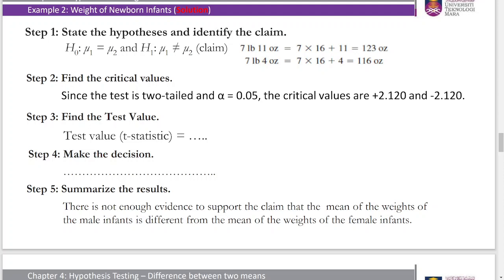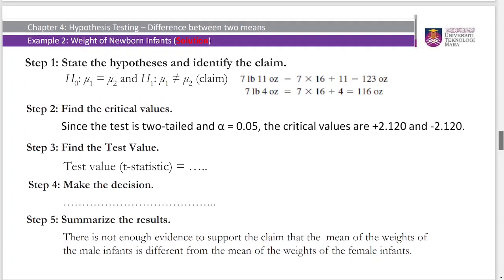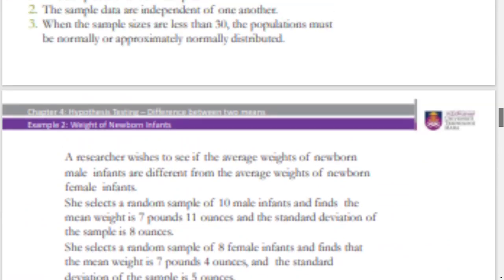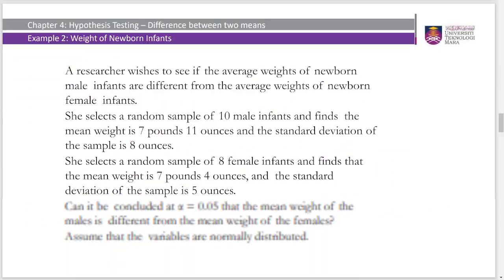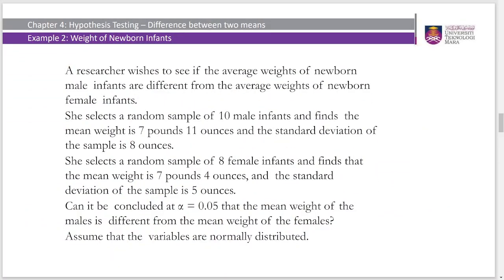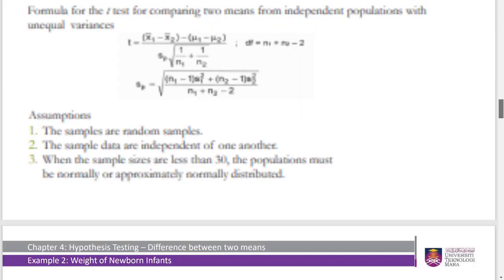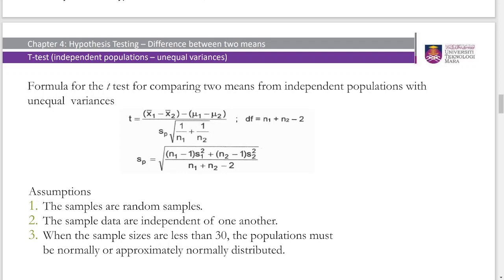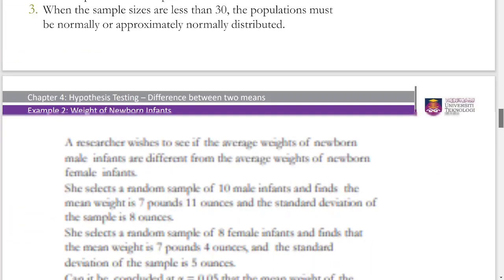So yang ni kita bagi solution untuk yang unequal variance ya, sebab tadi kita dah nyatakan kat atas ni. So perlu tak kita test? So kalau dalam keadaan yang sebenar, kena test dululah. Tapi yang ni saya dah bagi terus siap-siap. So unequal variances. This one we have already assumed that it is unequal variances. So kita follow untuk yang unequal variance.